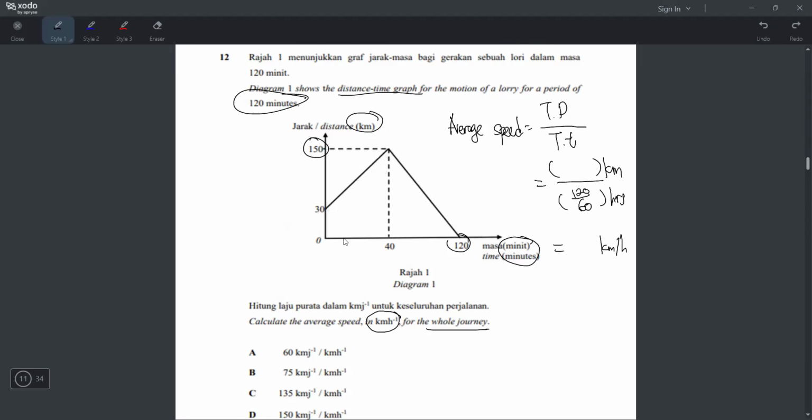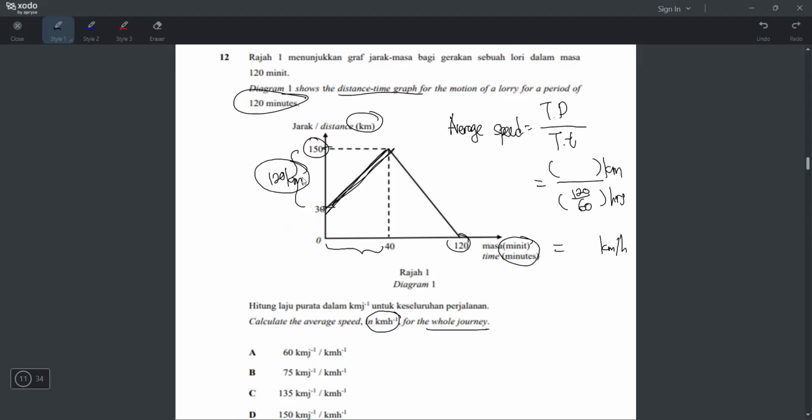What happens here is in under 40 minutes, the distance traveled by the lorry is here to here, which is not 150. The distance is only here. So it would be 150 minus 30, which is 120 kilometers. So that means in the first 40 minutes, he travels 120 kilometers.